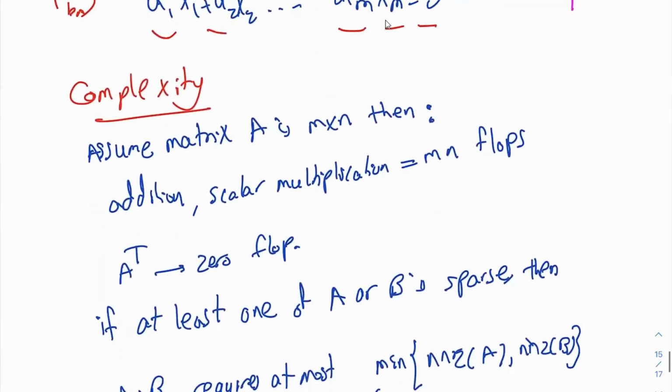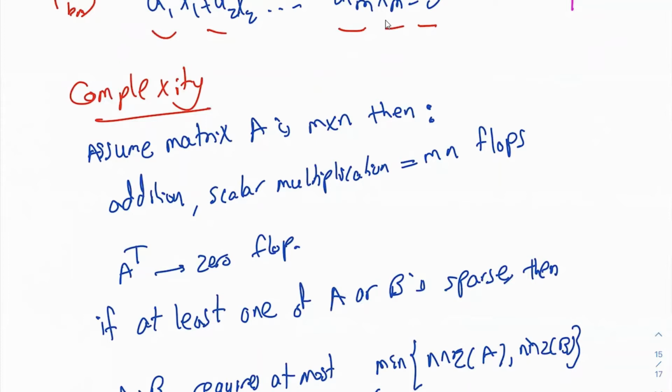Now let's talk about the complexity, number of flops. Usually the complexity of this matrix vector product, actually the challenge is pretty easy. The challenge only comes from the sparse matrices. So we're going to talk about that right now. So now assume that matrix A is a general m by n matrix. Then addition and scalar multiplication require mn flops.